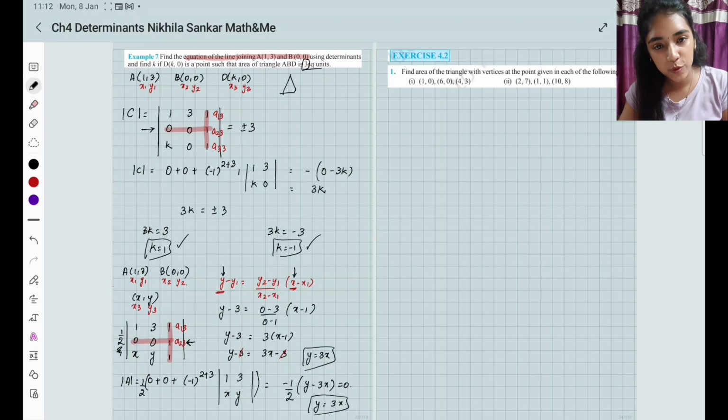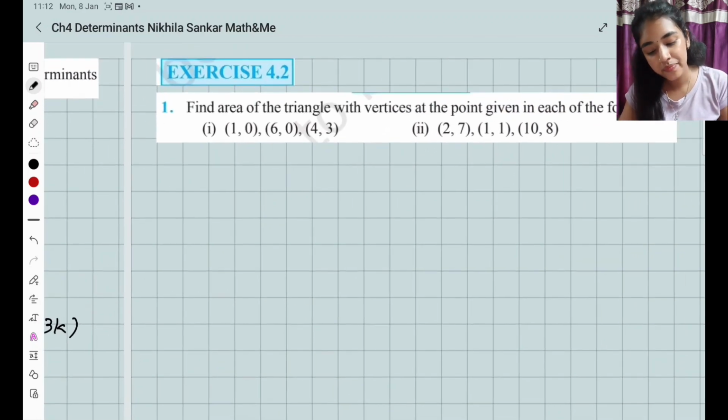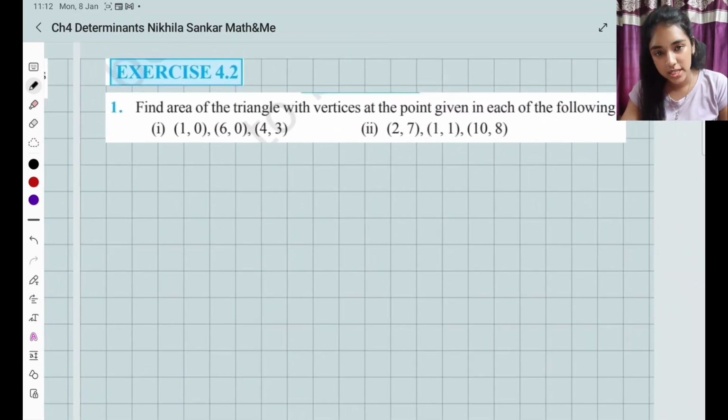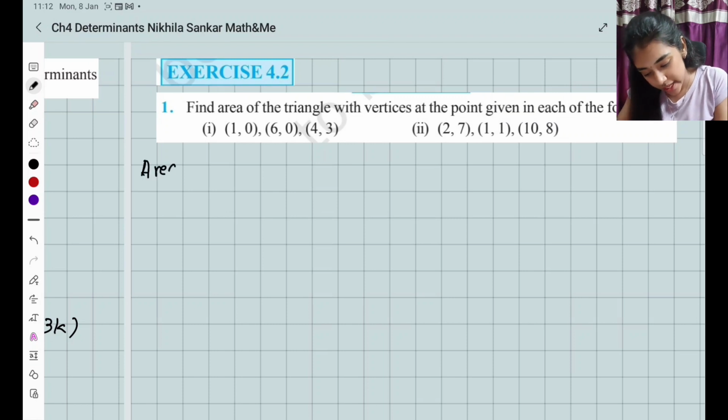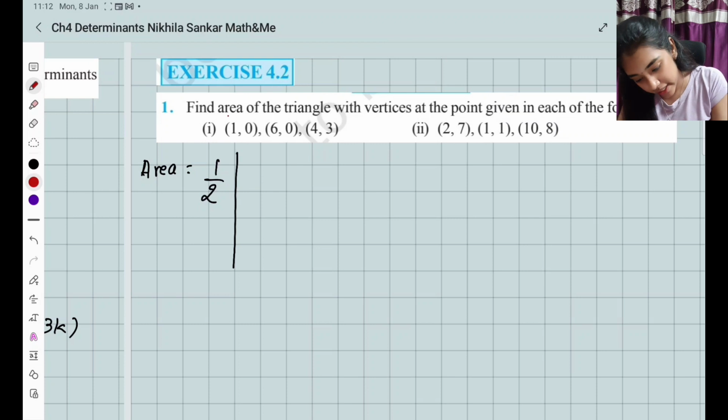இவ்ளோ நேரம் examples போட்டாச்சு. Let's move on to exercise questions. Okay? Find the area of the triangle with vertices. இது நம்ம எப்படி போடணும்னு பார்த்துட்டோம். So area is going to be half times. So let me write them. x1, y1, x2, y2, x3, y3.